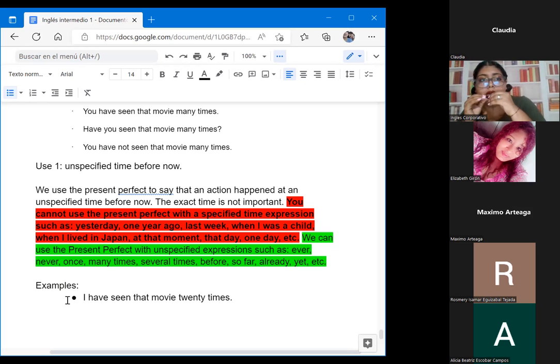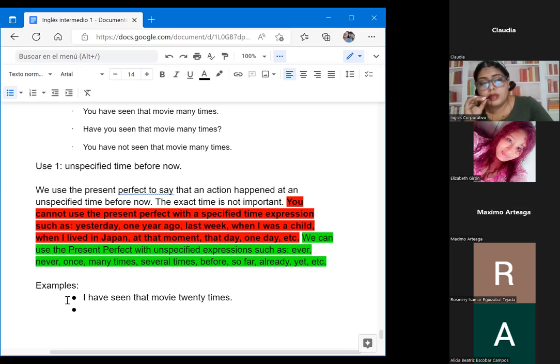Así que ahí podemos ver el ejemplo donde estamos diciendo que la vimos 20 veces, pero no estamos diciendo cuándo. En ese caso sí tenemos que ser cuidadosos de no decir una fecha exacta de cuándo hicimos las cosas, porque no funciona de esa manera con este tense. So in that case, we are not using a time expression. We are using another kind of expression in which we are talking about the number of times in which we have seen this movie.